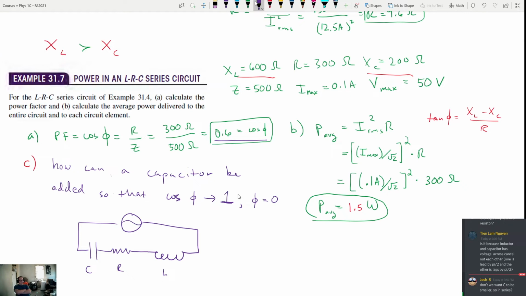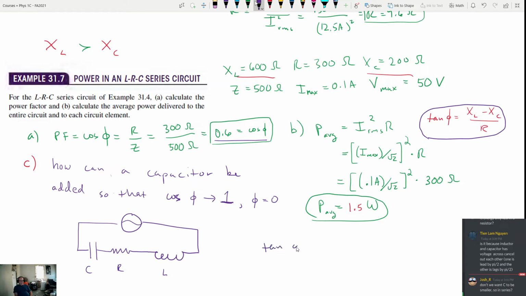We want C to be smaller. How do you know that? How did you figure that out, Josh? I'm not saying it's right or wrong, I'm just asking. What was your line of thinking there that led you to that? Do you mind if I answer on voice? Please do. Okay, because I'm looking at tangent of phi is XL minus XC over R.